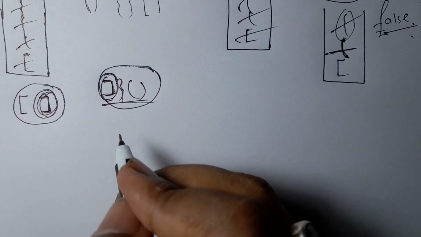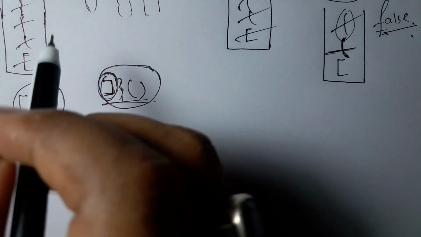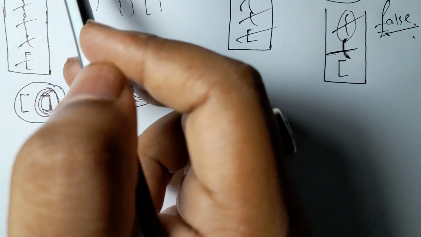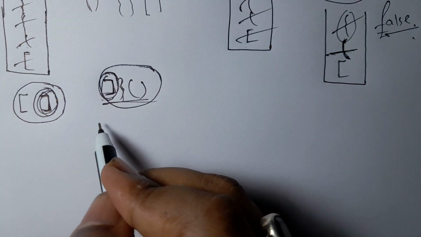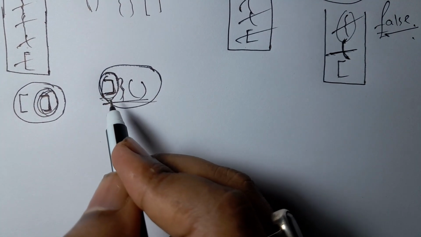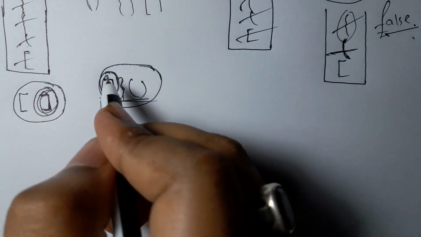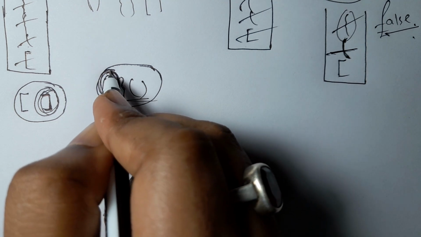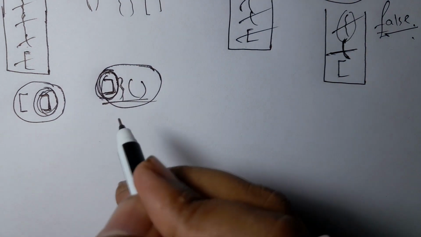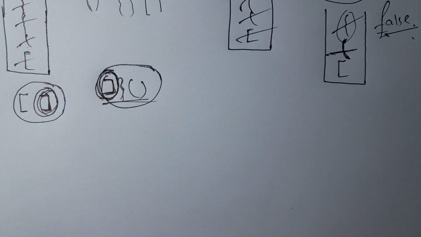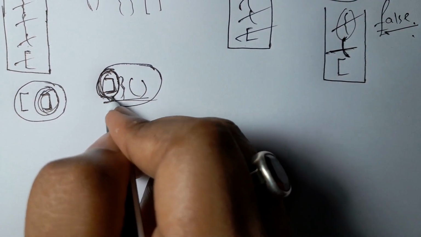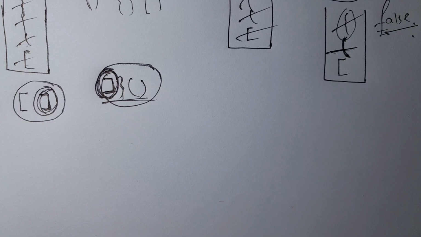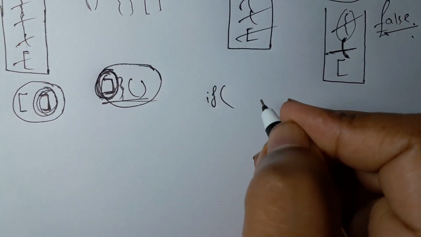So what will I check? I will check every time I am pushing into the stack. I will check that if my stack is empty and I got any of the closing braces, then I can simply return false, because I cannot have any closing brackets at the front of the string.